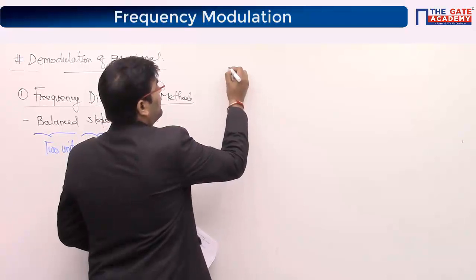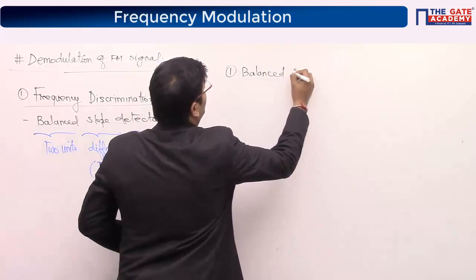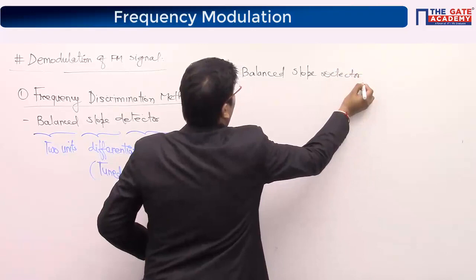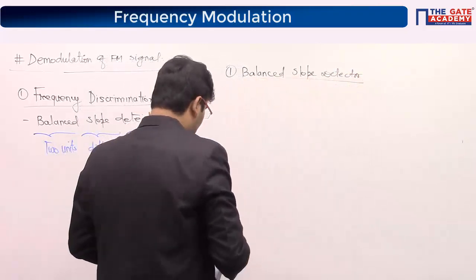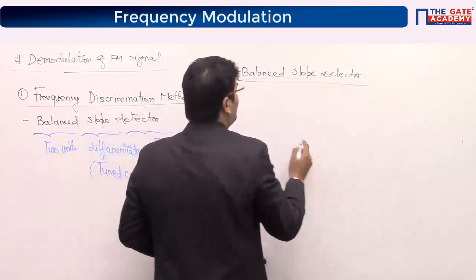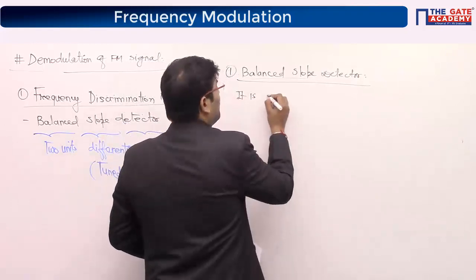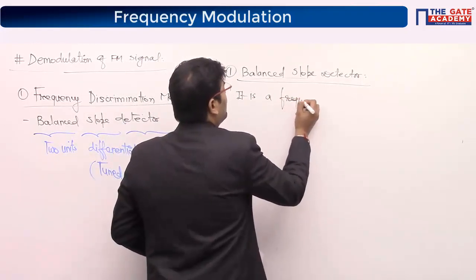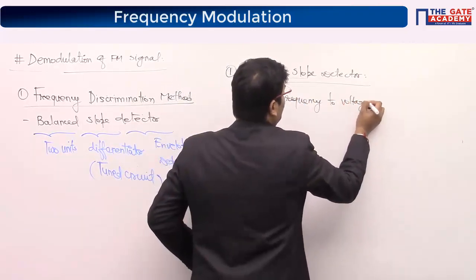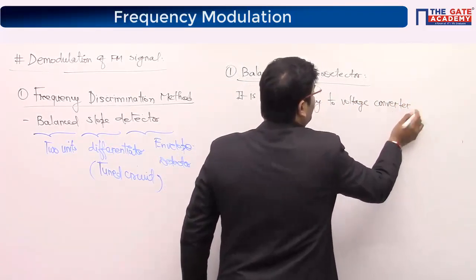So first you can write balanced slope detector. It's just like the inverse of what you have seen as VCO. So write, it is a frequency to voltage converter. That's it. VCO is voltage to frequency. It is a frequency to voltage converter. That's it. Okay.